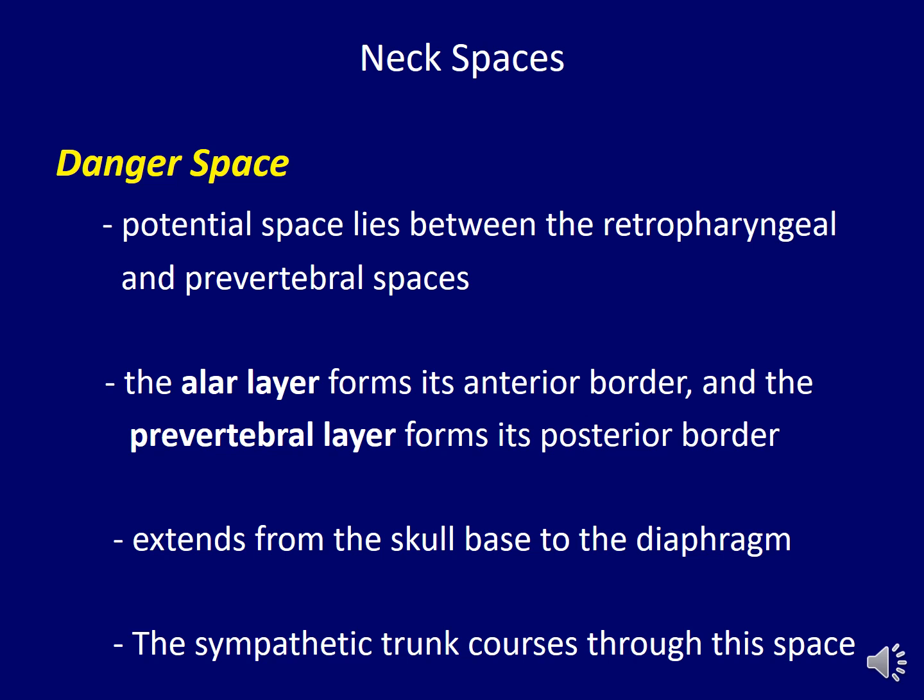The danger space is a potential space that lies between the retropharyngeal and prevertebral spaces. The alar layer forms its anterior border and the prevertebral layer forms its posterior border, and it extends from the skull base to the diaphragm. The sympathetic trunk courses through this space.